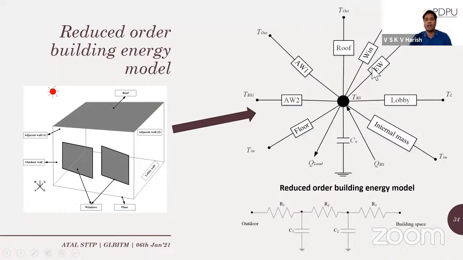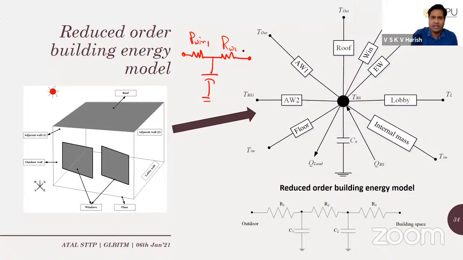WIN here stands for windows. Because of the nature of the window, a large amount of outdoor air condition is transmitted inside the building space. So we modeled the window as a 2 resistance, 1 capacitance network, so a single order model. So this was our R win 1. This was our R win 2. This was C win.